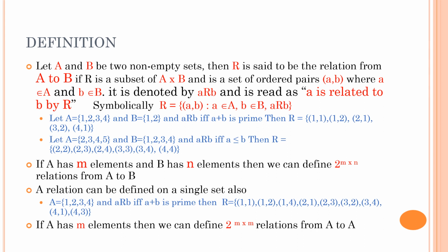If A has m elements, that means we can define 2 to the power m into m relations from A to A. Obviously, if A has m elements, then the Cartesian product A cross A will have m into m, that is m square elements. And that means how many relations can there be? The number of relations will be the same as the cardinality of the power set of the Cartesian product, that is 2 to the power m into m, or 2 to the power m square.